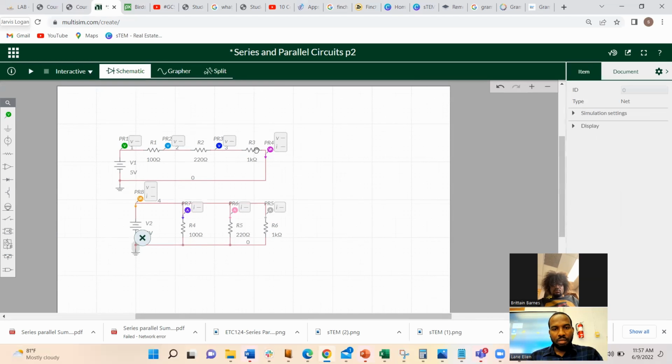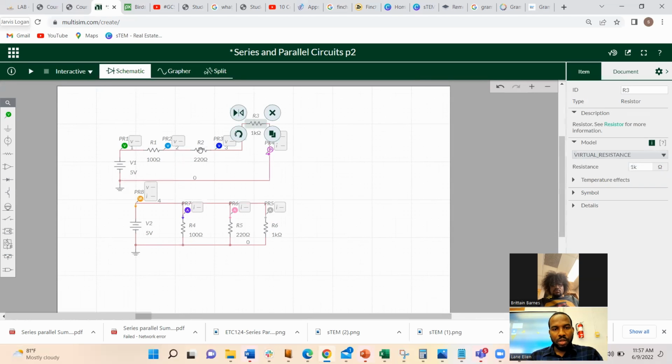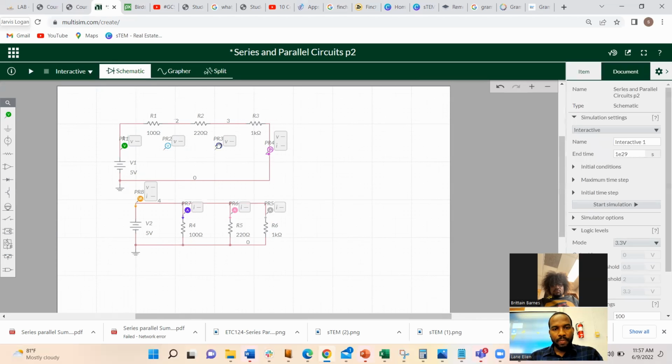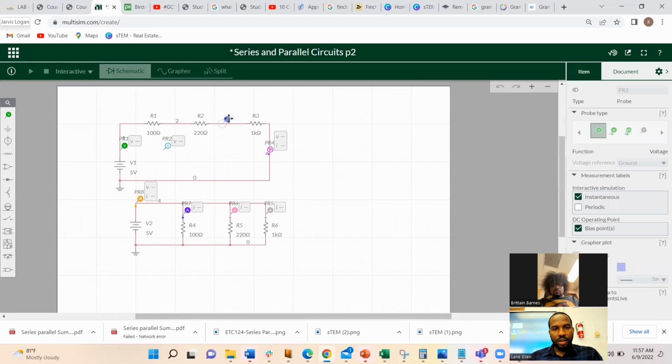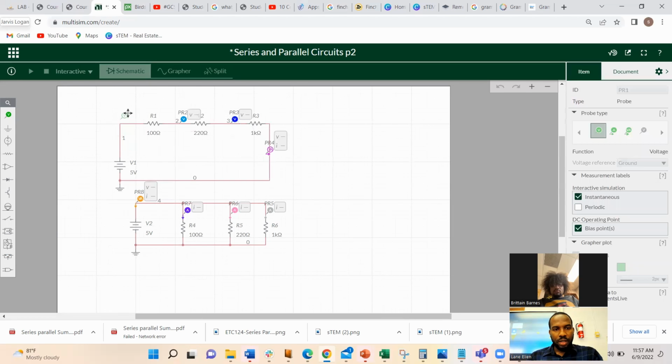All right, let's see if we can move the top one. I think we can move them. So I'm just going to move everything up a bit. Okay, let's move this guy here. And move this guy here. And this one, we can move it there as well.